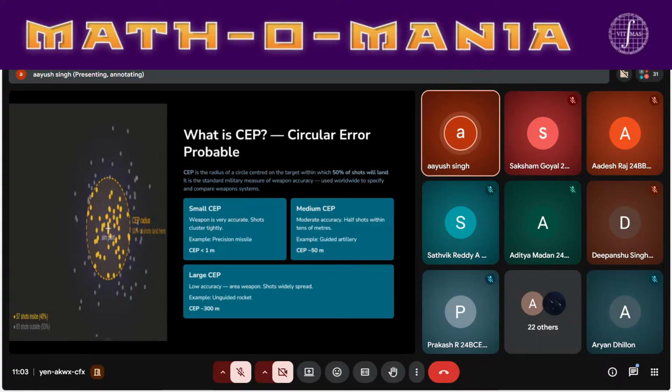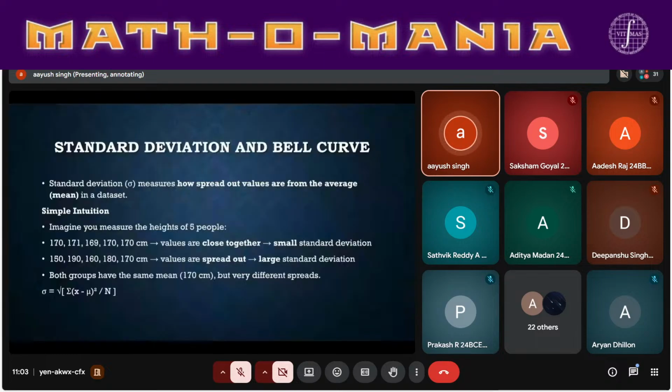So, to compute the radius of the CEP, we will now understand standard deviation and bell curve. This is important to compute what exactly the value of CEP is. So standard deviation measures how spread out values are from the average mean in a data set.